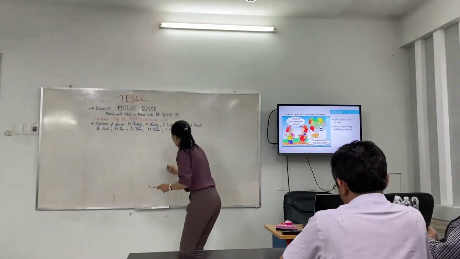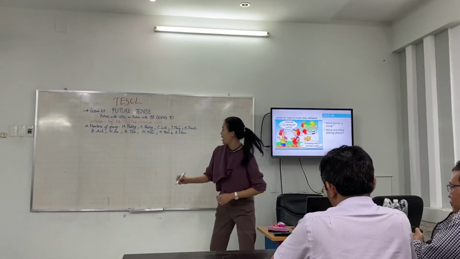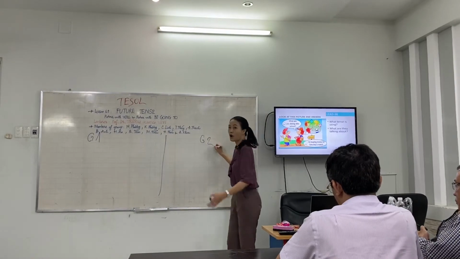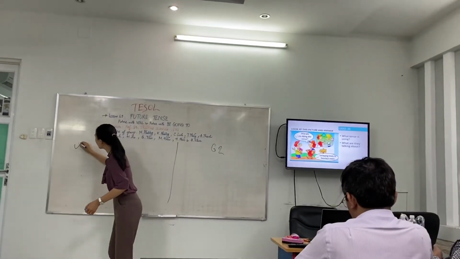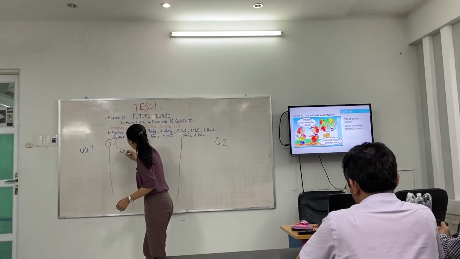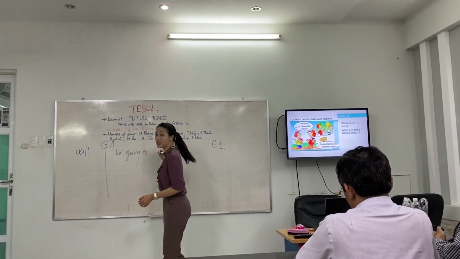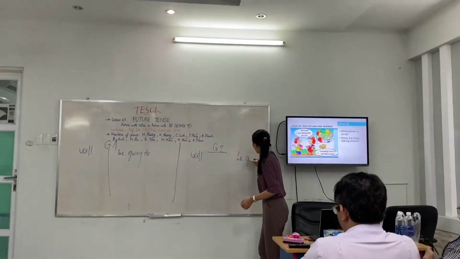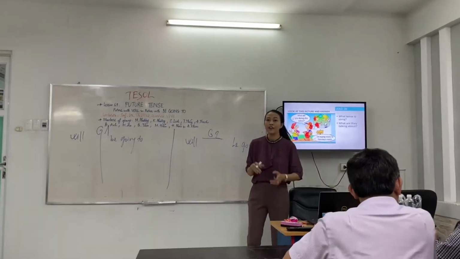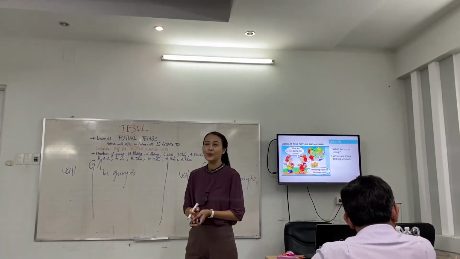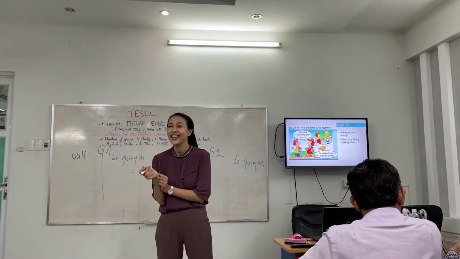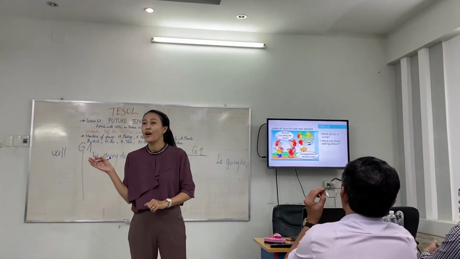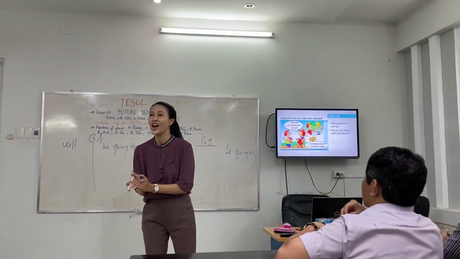So I have two groups. Group one over here and group two over here. So group one will stick for me what is will and be going to function. And group two also will and be going to. So if you have the correct answer, then you will get the split. Okay? So I will give you about 3 minutes to finish your work. Okay, let's start. Everyone, come.